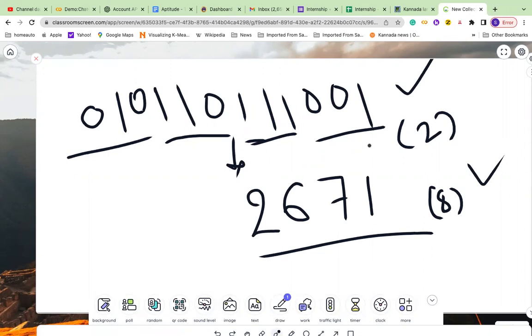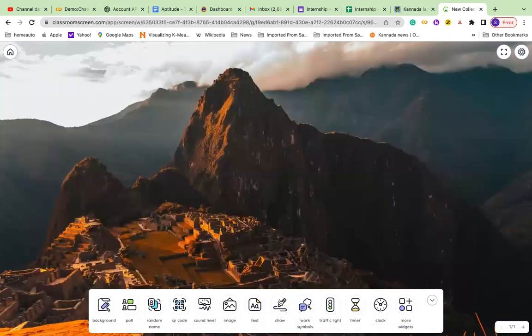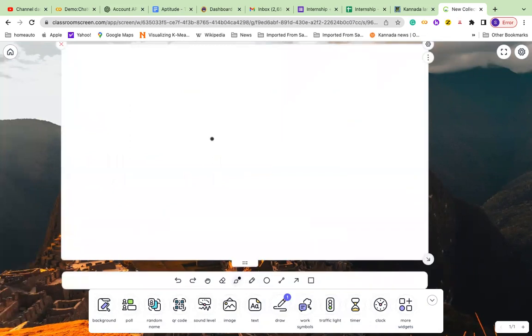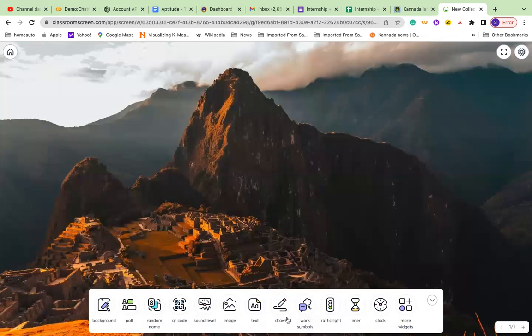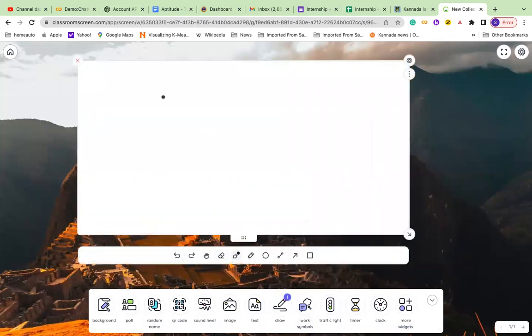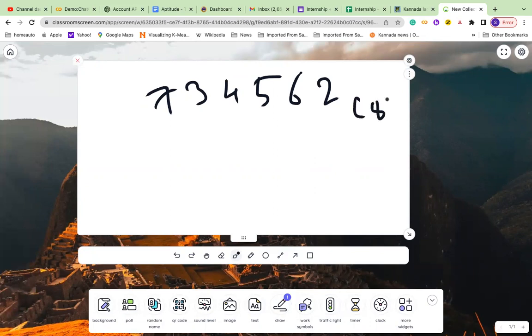Any question? If I have to convert the reverse way, let me ask the reverse way. So now if I give an octal number, so 8, sorry, no, an octal number doesn't have 8, correct? Okay, now let me take 7 3 4 5 6 2. This is octal. Convert into binary.